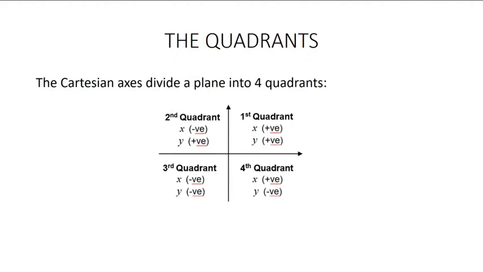The Cartesian axis divides a plane into 4 quadrants: first quadrant, second quadrant, third quadrant, and fourth quadrant. In the first quadrant, x and y values are positive, and in the second quadrant, x value is negative and y value is positive. For the third quadrant, x and y values are both negative, and in the fourth quadrant x is positive and y negative.